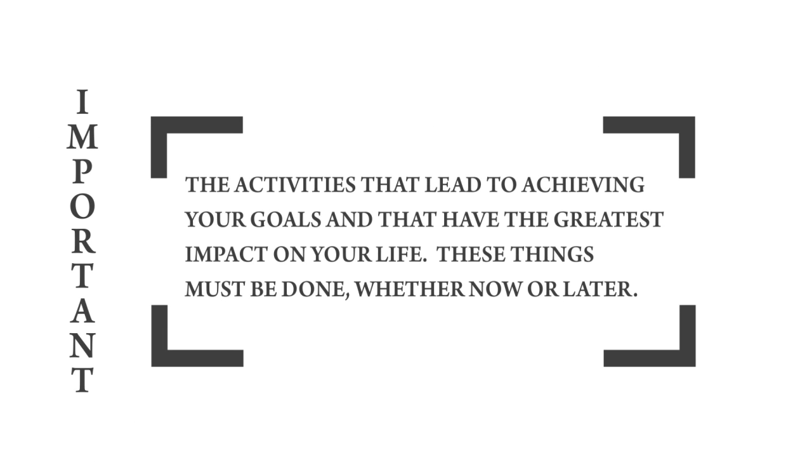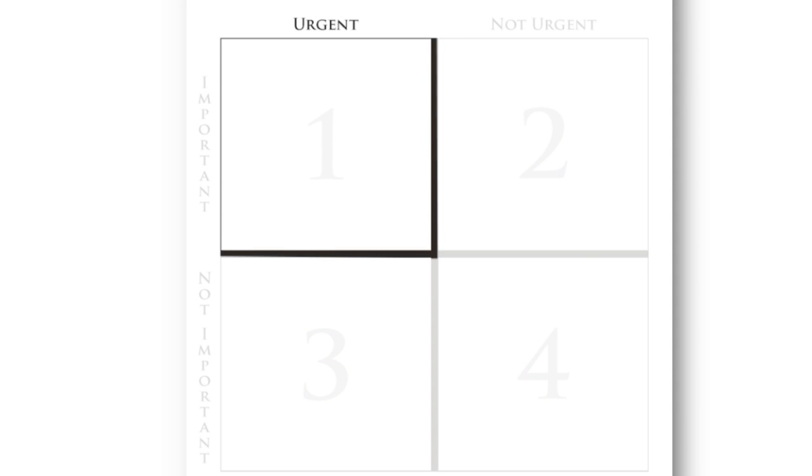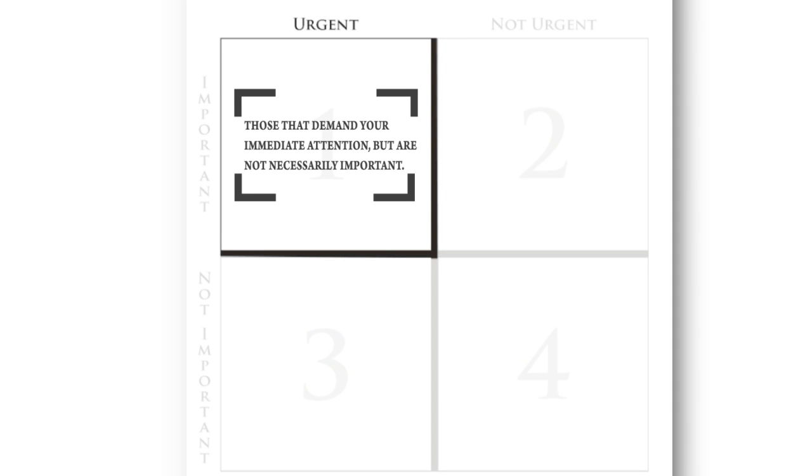First, let's define important. These are the activities that lead to the achievement of your goals and have the greatest impact on your life. These things must be done, whether now or later. Urgent activities are those that demand your immediate attention, but are not necessarily important. They're often associated with someone else's goals rather than your own. Remember, urgent has nothing to do with the importance of something. It's simply a matter of time, and that time is now.